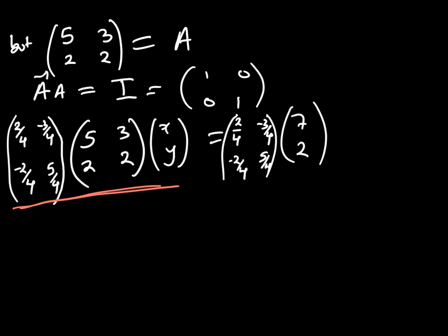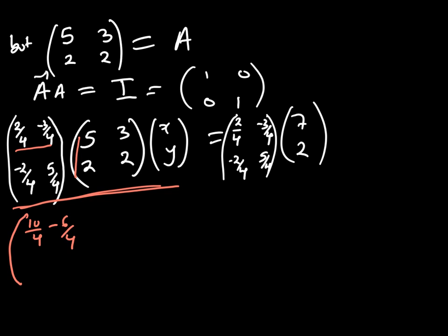Remember, to multiply matrices, we multiply row by column. Okay, so what does it mean? I get my first row and multiply by the first column here. So I have 2 over 4 times 5. That's 10 over 4. Okay, plus, but this is now a minus 3 over 4. So minus 3 over 4 times 2 is minus 6 over 4.